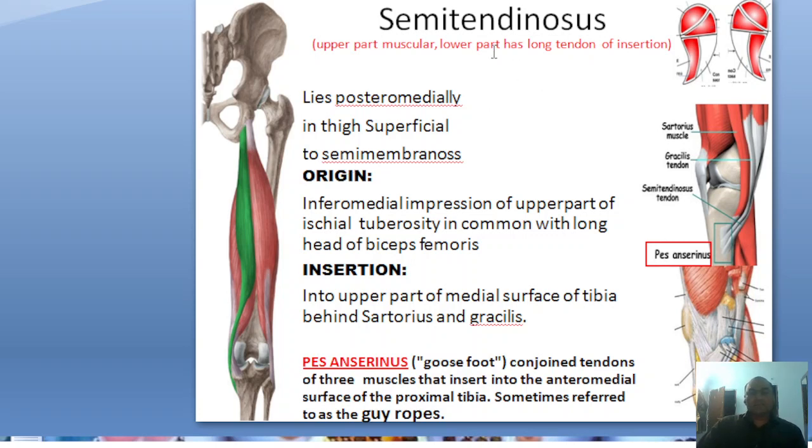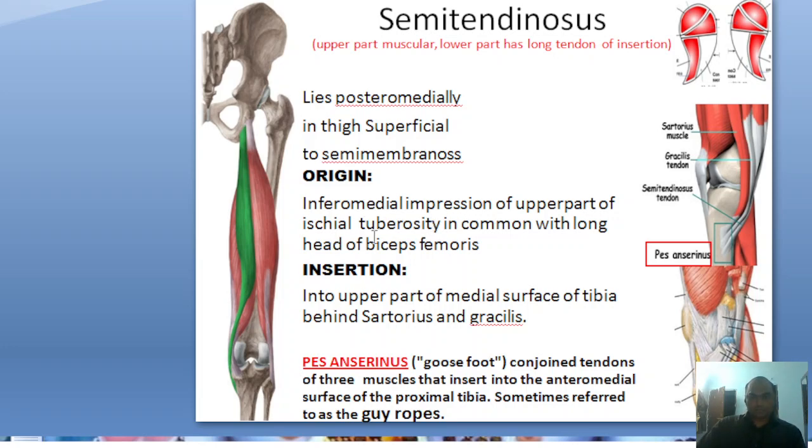Second muscle is semitendinosus. It lies posteromedially in the thigh, superficial to semimembranosus. Origin from the inframedial impression of the upper part of the ischial tuberosity, in common with the long head of biceps femoris. So two muscles originate from the upper impression of the ischial tuberosity.